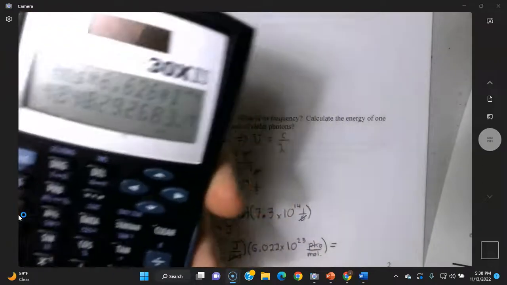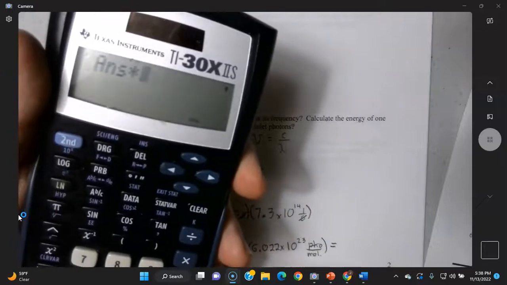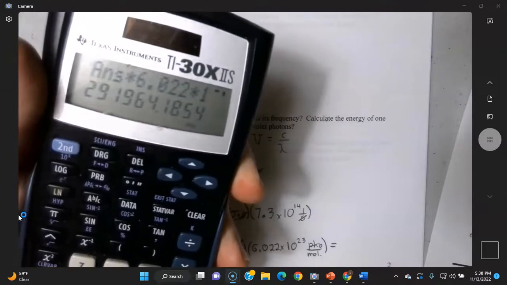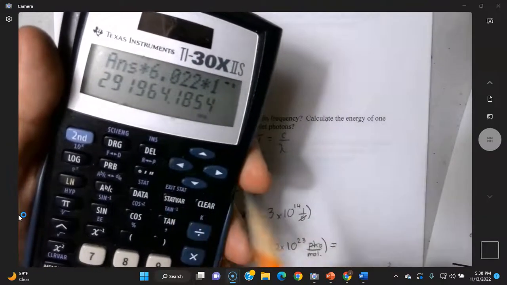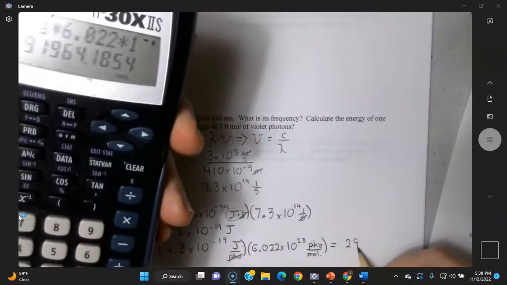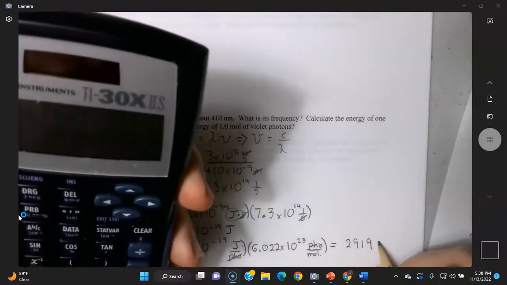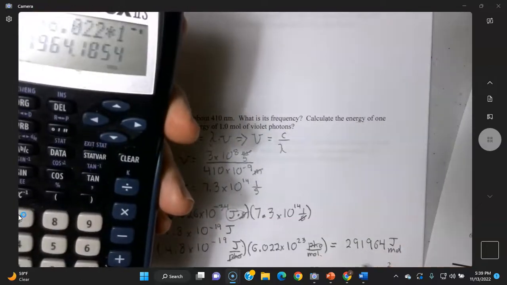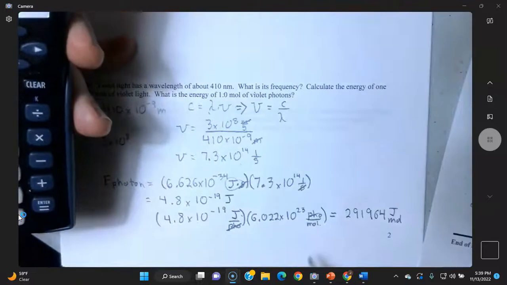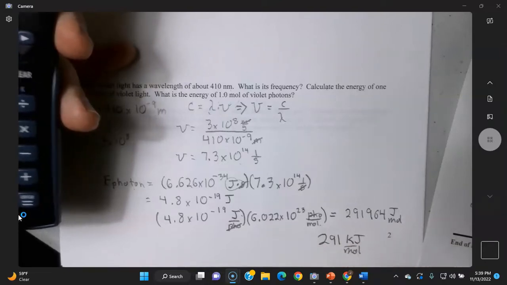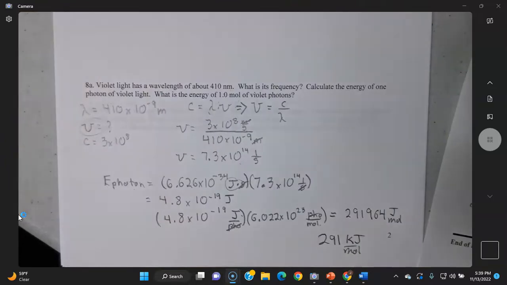So I'm going to take that number and I'm going to multiply it by a mole, 6.022 times 10 to the 23rd, and we get 291,964 joules per mole, or if kilojoules, we divide that by 1,000. I'm not going to do that calculation on the calculator. I'll just do it, and I'm just going to round it to 291 kilojoules per mole of photons of that particular light. Okay, so that's how you do that problem.